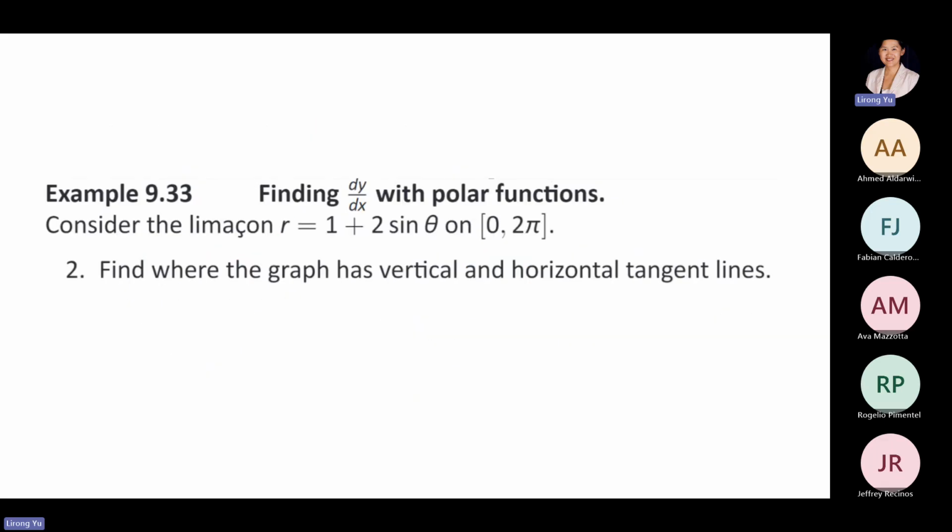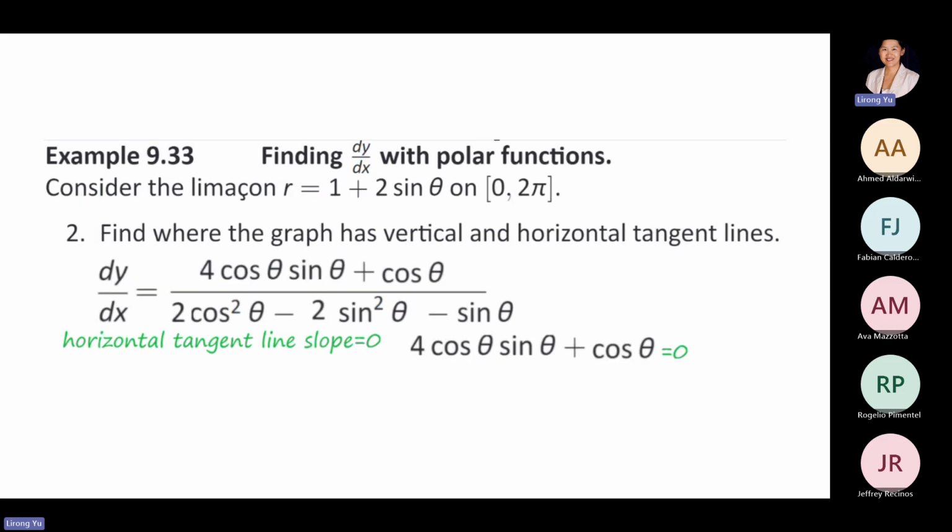The second question is to find where we have a vertical tangent line and where we have a horizontal tangent line. We can start with the horizontal tangent line. When we have a horizontal tangent line, the slope equals 0, which means that the derivative equals 0. See, the derivative is a fraction. So for the derivative to equal 0, this fraction equals 0 only when the numerator equals 0. So there we have the numerator equal to 0.